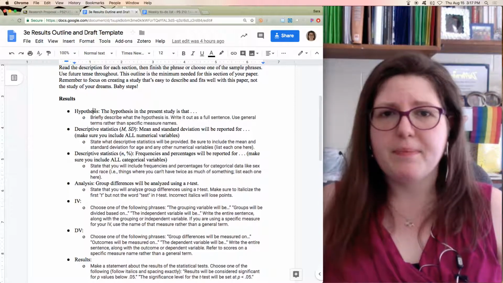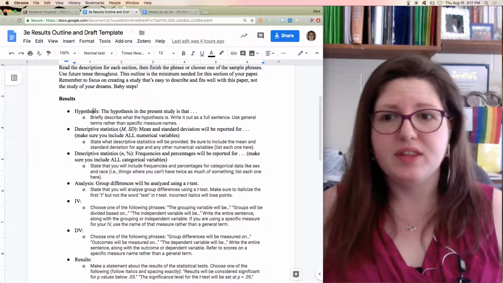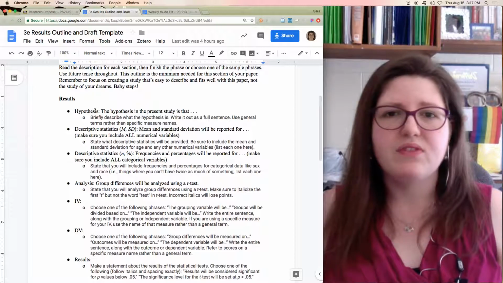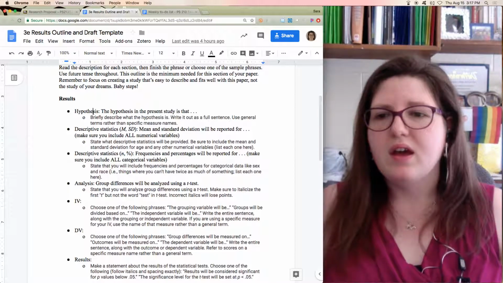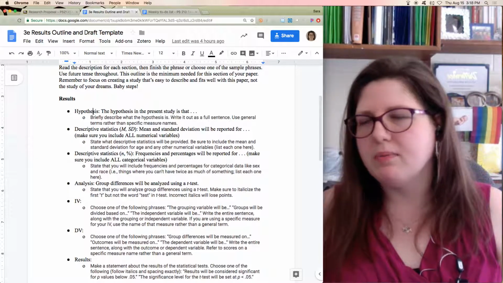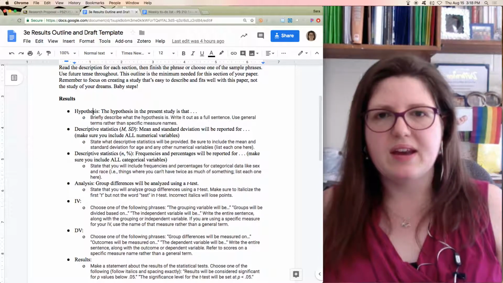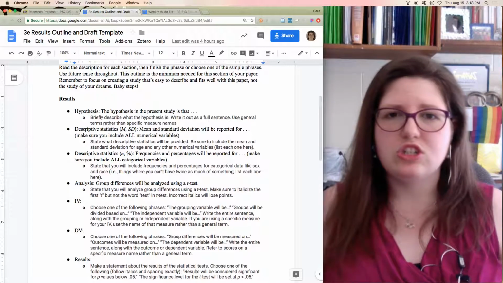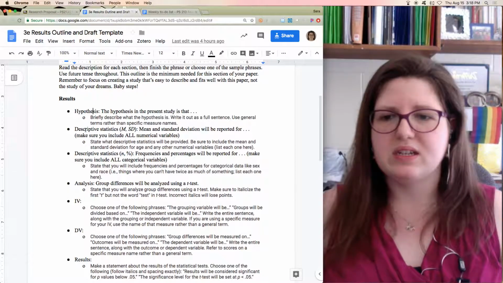So first is your hypothesis, and frame it within the sentence. The hypothesis in the present study is that, or something very, very similar to that. Don't just plunk in your hypothesis: men will score higher than women on blah, blah, blah. No. Set it up as "the hypothesis is." And then there's two different types of statistics that we'll talk about first.